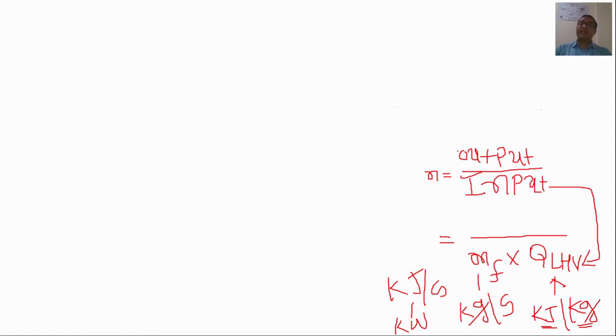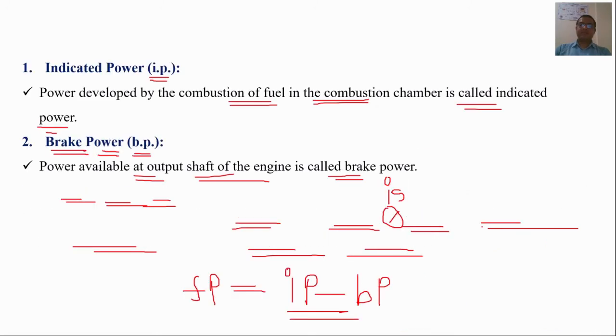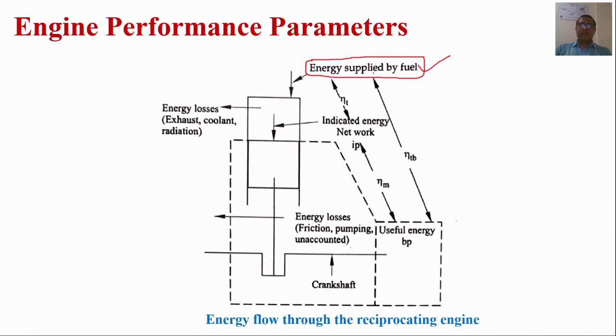Now what we will get as an output? As we have discussed, by the combustion of this fuel, thermal energy is released. Now some portion of this thermal energy is lost in exhaust, coolant and radiation. The remaining portion is converted into a power, which is indicated power.